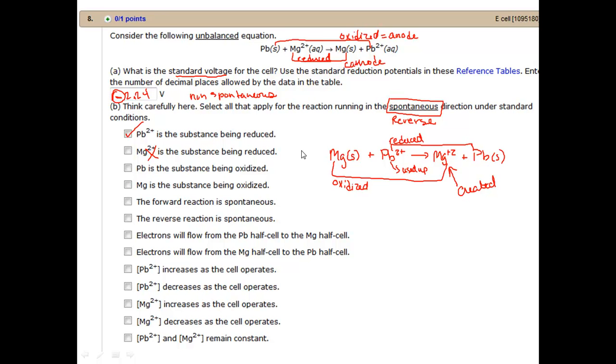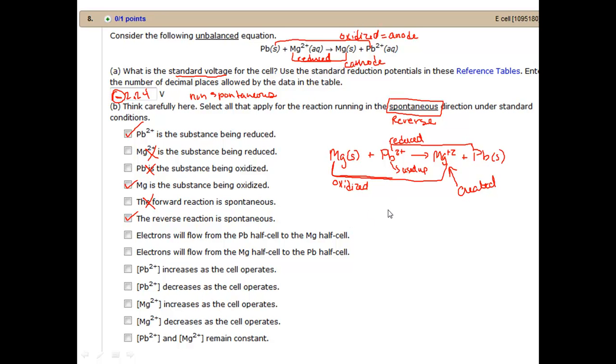Lead is the substance being oxidized. No. Magnesium is the substance being oxidized. Yes. The forward reaction is spontaneous. No, we've already determined that the reverse reaction is spontaneous. Electrons will flow. Alright, let's look at electron flow.